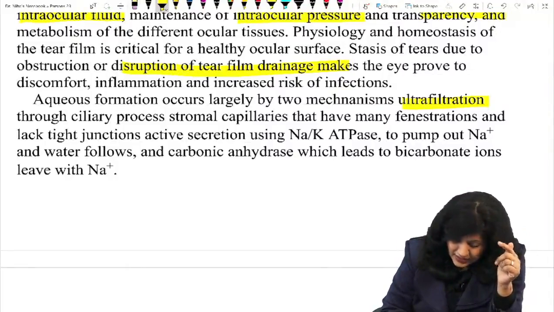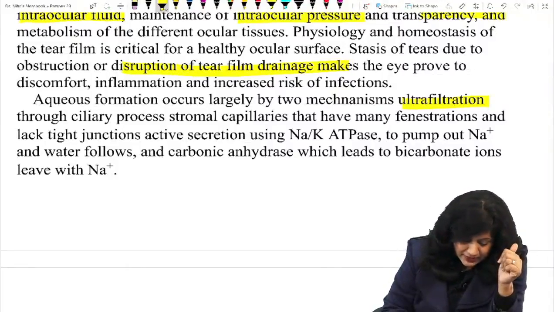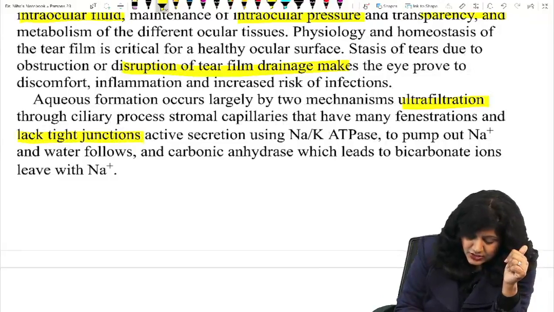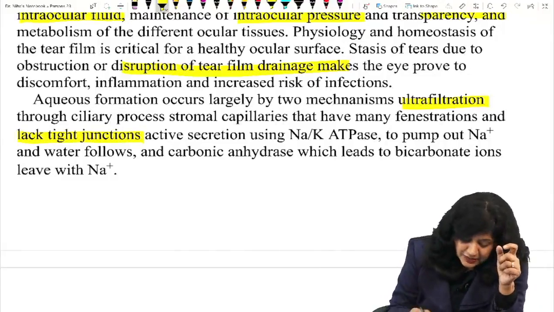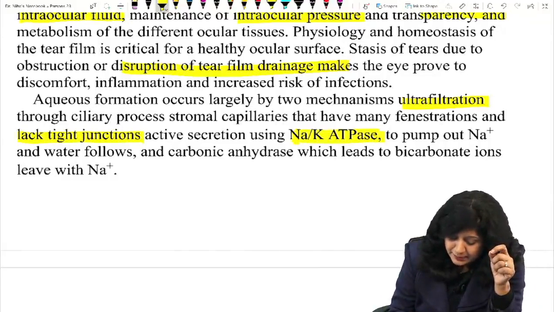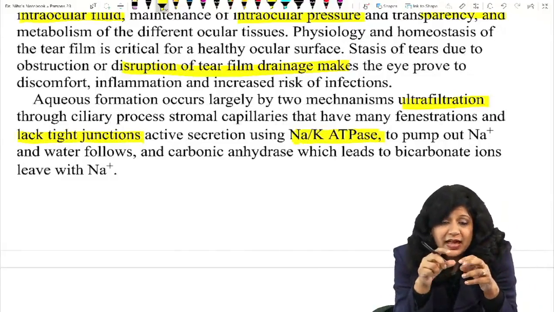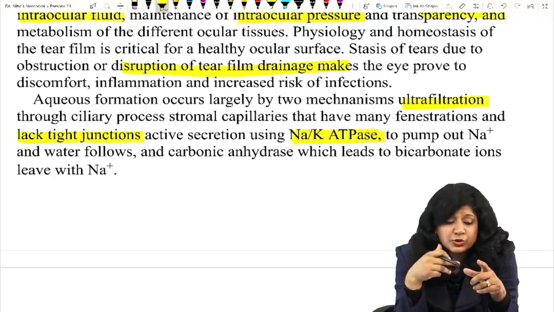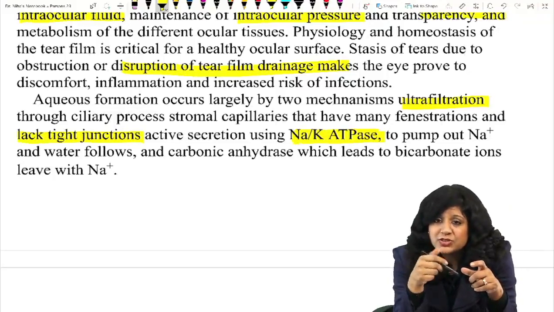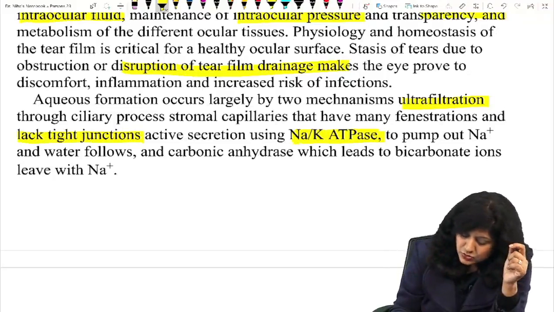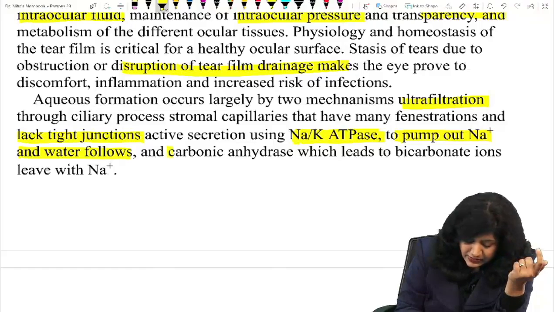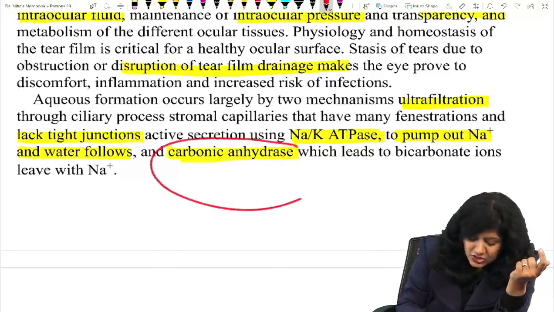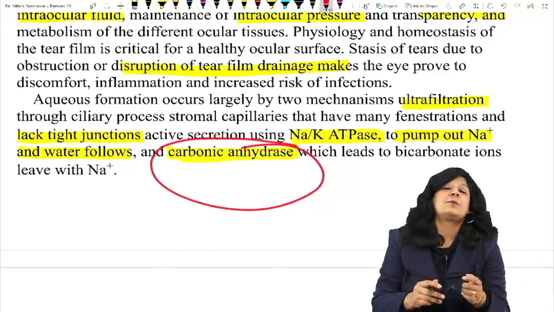Okay, then I told you that some of the capillaries lack the tight junctions. Okay, and due to that we have got the sodium potassium ATPase enzyme working, and that can pump the ions. So because of the absence of those junctions, these ions can go out and in. So they will pump out the sodium and water follows. And then they talk about the carbonic anhydrase enzyme. Carbonic anhydrase enzyme is the enzyme which is responsible for the formation of aqueous humor.